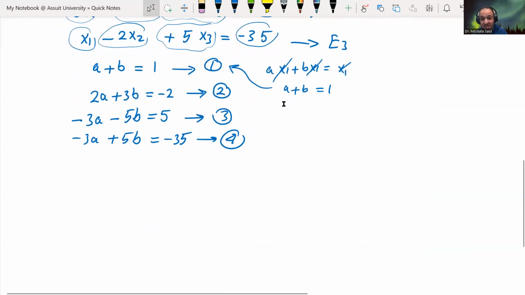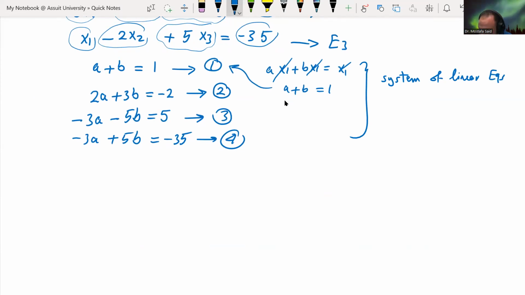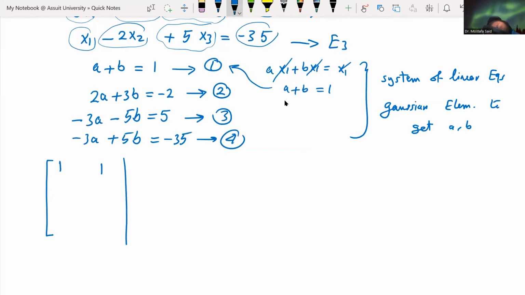So let's do that. Now we have a system of linear equations, so we can do Gaussian elimination to get A and B, like what we did before to get X, Y and Z, or X1, X2, X3, and so on. So let's write that down as a matrix: 1, 1, and 1, 1, and 2, 3, minus 2, minus 3, minus 5, and 5. That's the last equation. Write A, 5, and minus 35. And we just apply Gaussian elimination. Very easy.